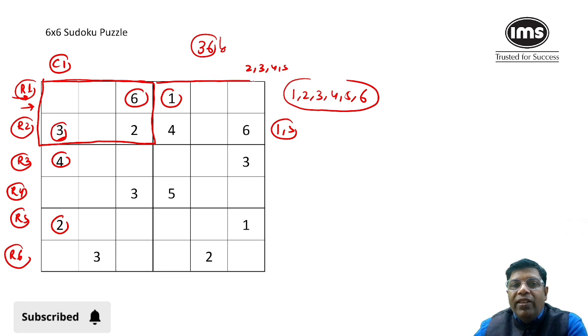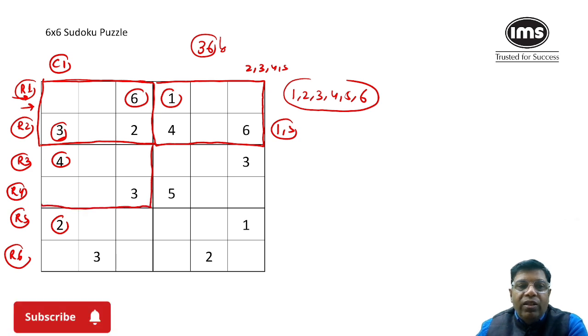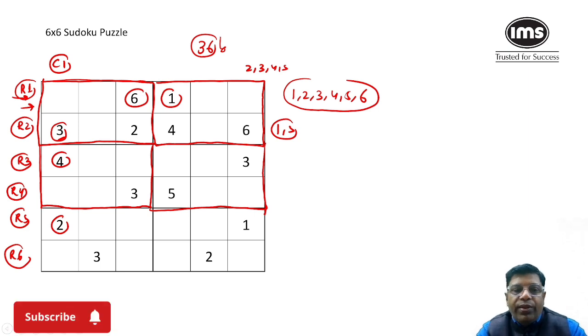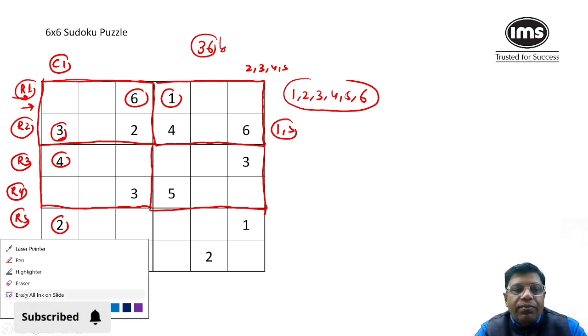Same as in this particular box also we should have all the numbers from 1 to 6. Same logic applies here also, and same gets applied over here. So now these are the rules that you have to follow while solving a Sudoku based question. So let's try to fill this puzzle.